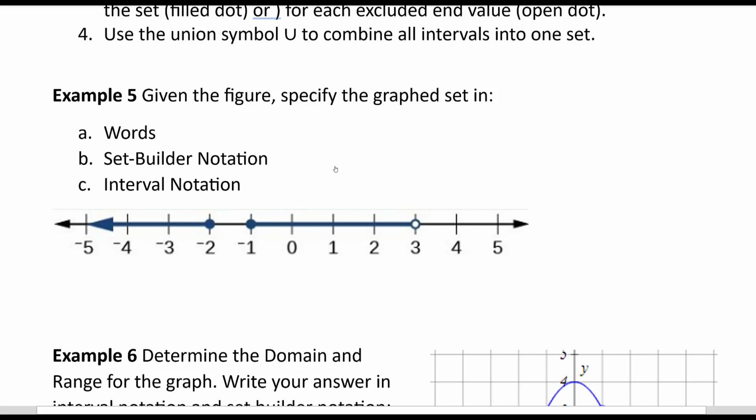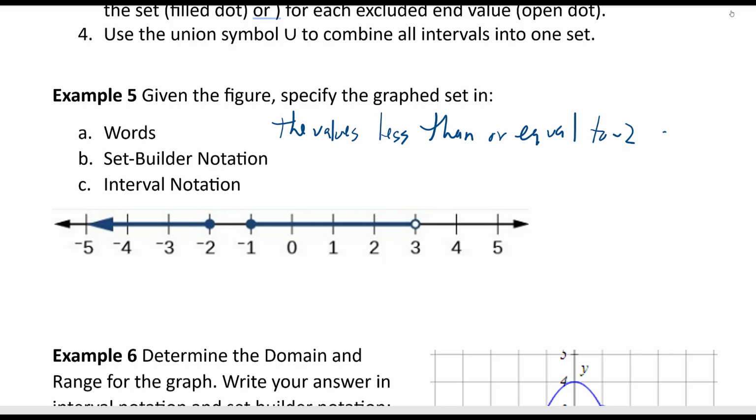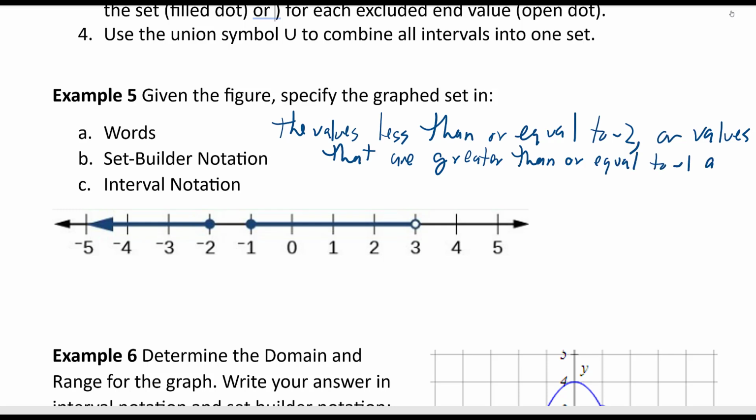So, in words, I'd say this is the numbers or values that are less than or equal to -2, or values that are greater than or equal to -1, and strictly less than, I'm going to say the 3, because it doesn't include the 3.